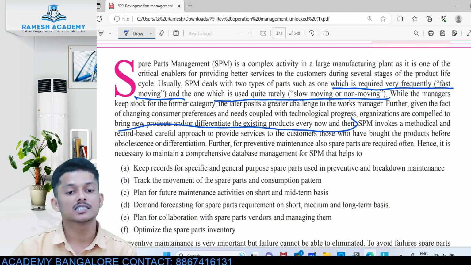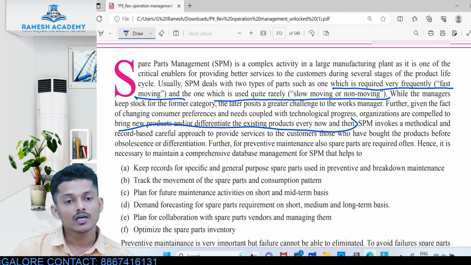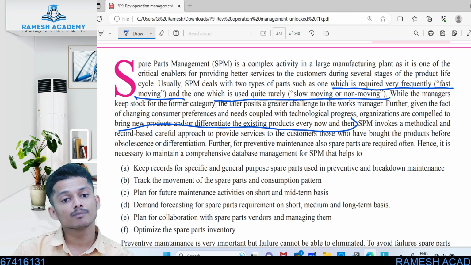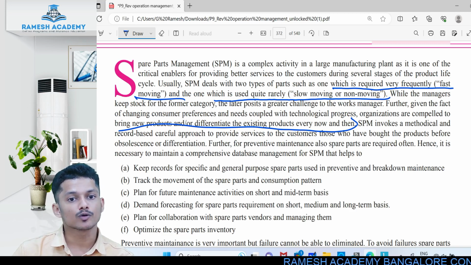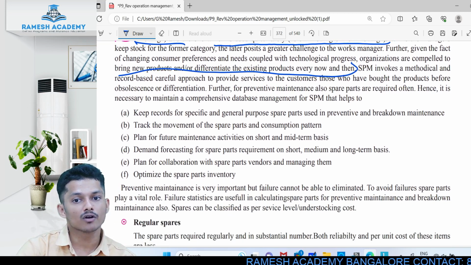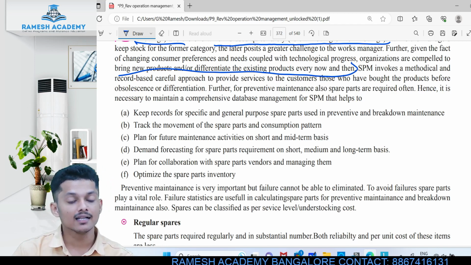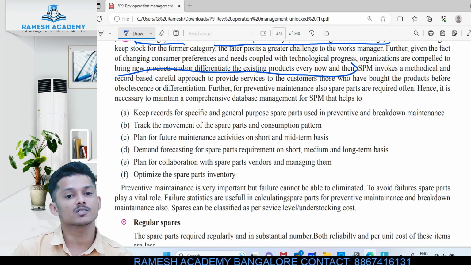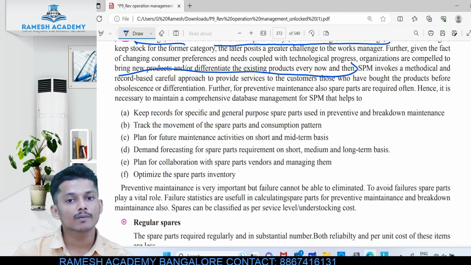Spare parts management, in simple words, in small scale companies is very easy: what type of spares to bring for the existing machine or for the new machine. But when you go for big companies like MNCs, it will be a tougher job. It is a critical job too. SPM involves a method and record based careful approach to provide services to the customers who have bought the products before obsolescence. Before the product is kept idle, when the machine is brought in for spare parts, then it becomes tough. Further, for preventive maintenance also, spare parts are required often.